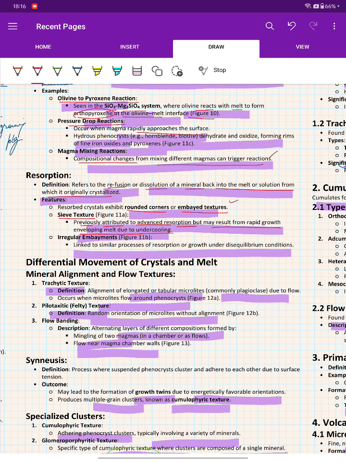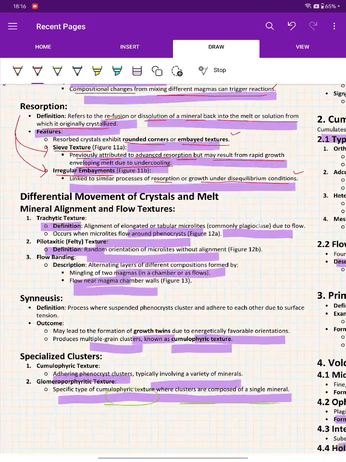So sieve texture, the definition I've already explained. Now we have the irregular embayments. It's linked to the similar process of resorption or growth under disequilibrium conditions. So we have the sieve textures, we have the irregular embayments, and that comes under resorption. So a question might come from this, whether it's sieve or irregular embayment.